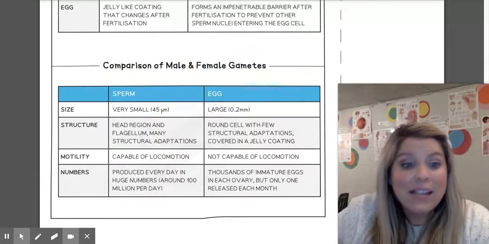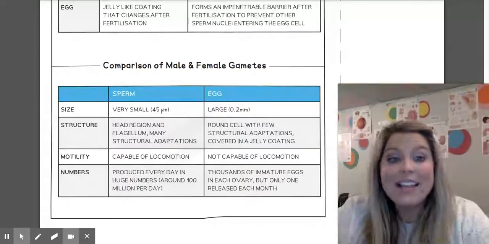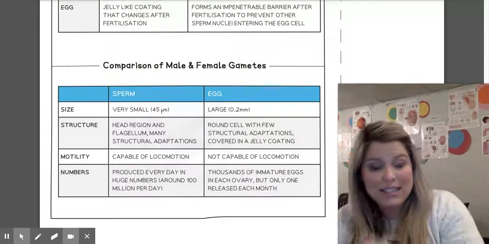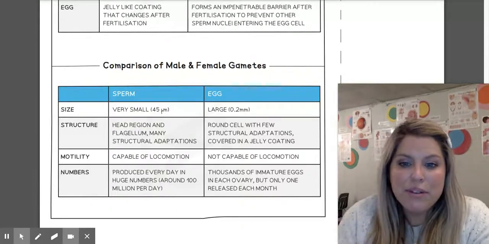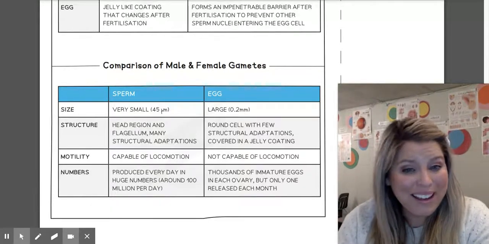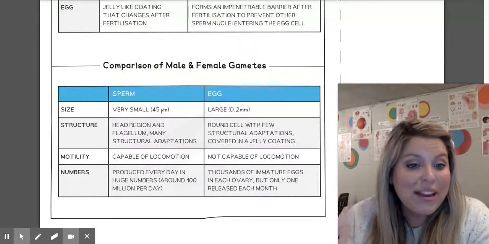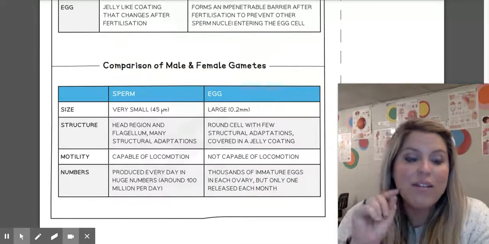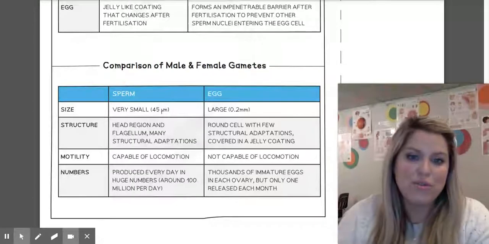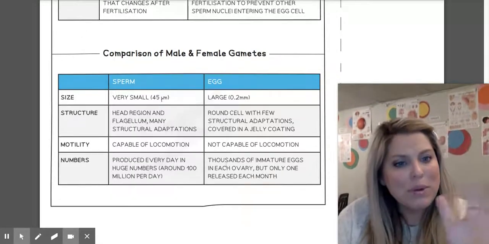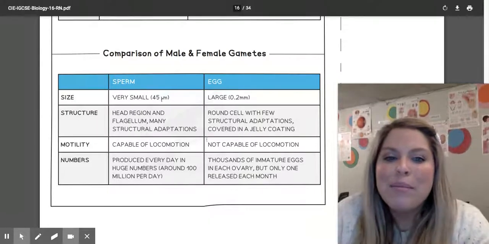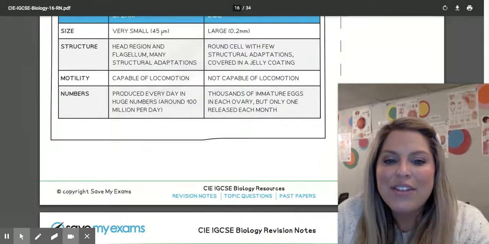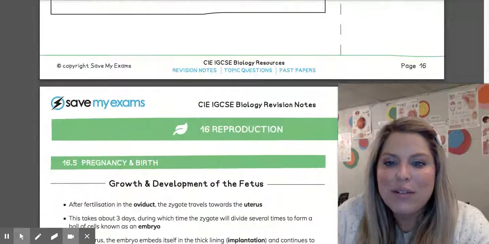The motility: sperm can move, egg cells cannot. They just get helped to move with the cilia inside that oviduct. And of course, the numbers. Men produce around 100 million per day, where women and females are just working on that one ovum, that one egg cell throughout one menstrual cycle. Sometimes women can release more than one. It is possible, but typically, on average, it's that one per menstrual cycle.